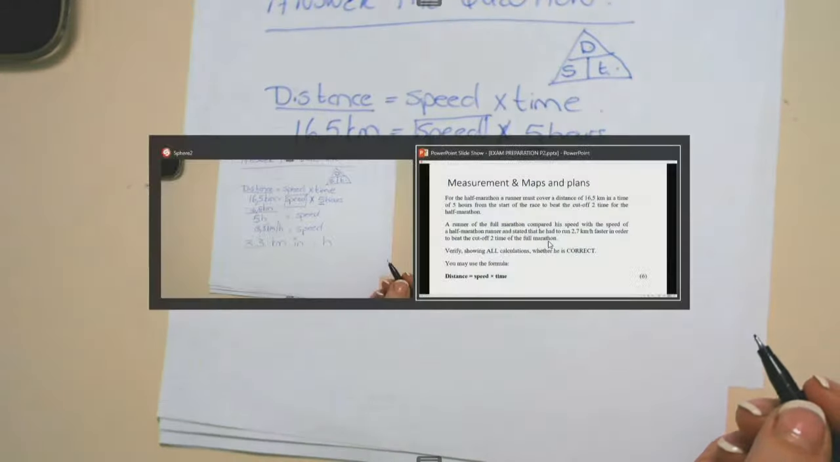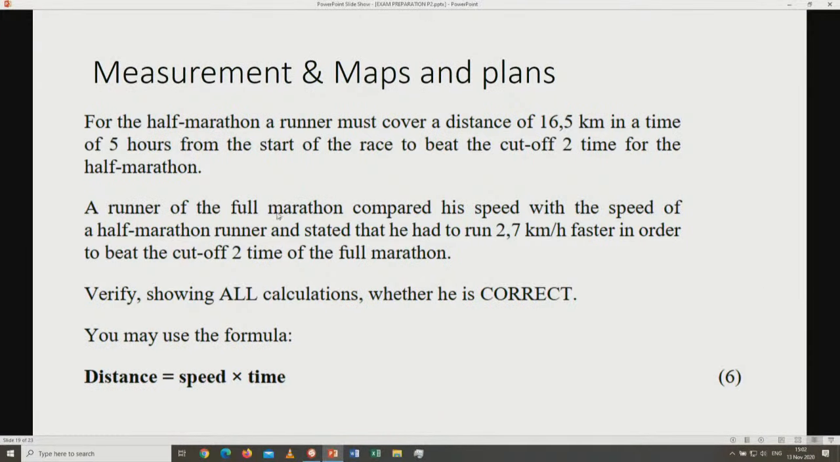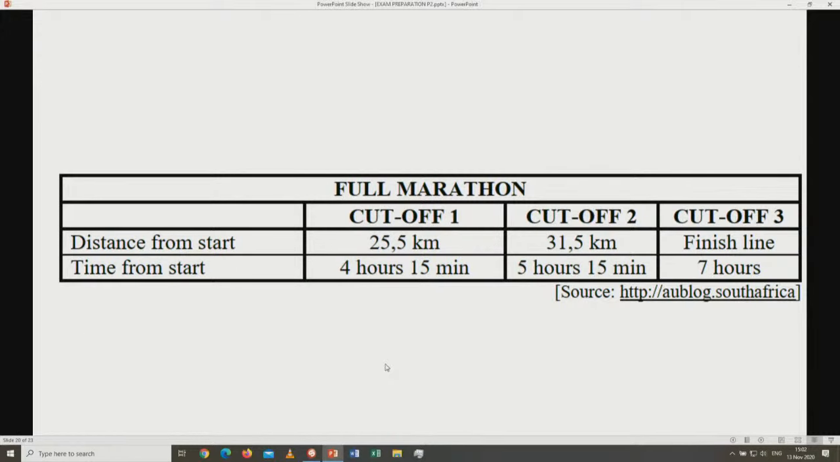Now, if you look at the second bunch of information, a runner of the full marathon is going to compare his speed with the speed of the half marathon runner. And he is stated to run 2.7 kilometers faster. Now, in case you think to yourself, I'm not seeing anything that can help me, there was some additional information that you need to get. You can clearly see at the question, there is no information, so you must look for it somewhere else. So we are going to work with cutoff 2. We're going to work with this distance and this time.